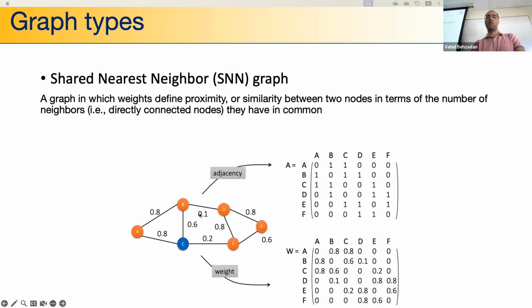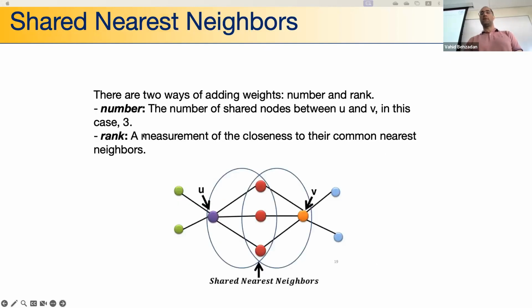So you basically want to assign a weight to each edge, and that weight can be calculated based on different approaches. The first one is the number of shared neighbors. So if you have a node U and a node V, and they have 3 shared neighbors, then the weight between U and V is going to be 3. Another approach is to measure the closeness of their common nearest neighbors.